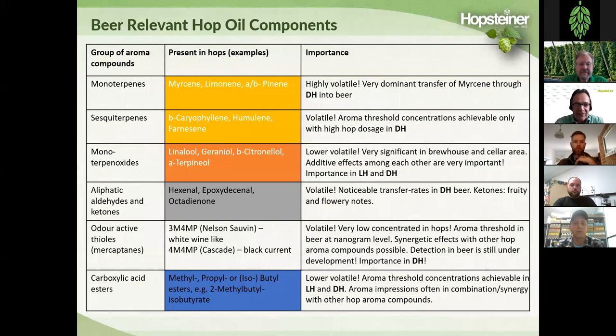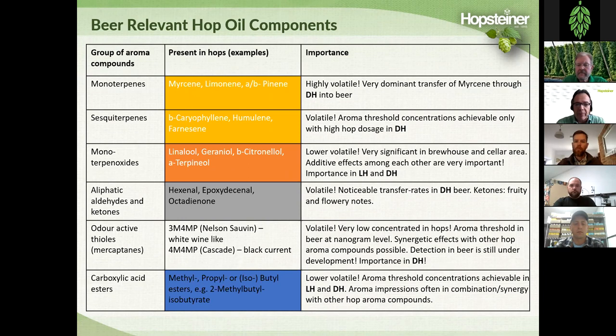The other groups, the aldehydes and ketones in gray, are not the dominant group in hop oils or in beer, but they have a little fruity and flowery note. And what comes next? These are the thiols, the sulfuric compounds. We know 4-MMP, which we have in Cascade with a blackcurrant-like character, and on the other side 3-MMP, especially concentrated in the Nelson Sauvin variety from New Zealand, that has a white wine-like character. A lot of other compounds come with sulfur in the composition of the molecules, and because of this sulfuric molecule construction, the threshold is very low. It's much lower than for the other component groups.